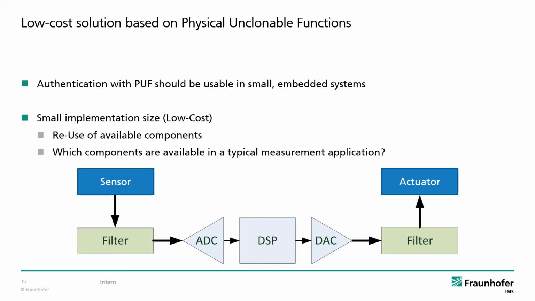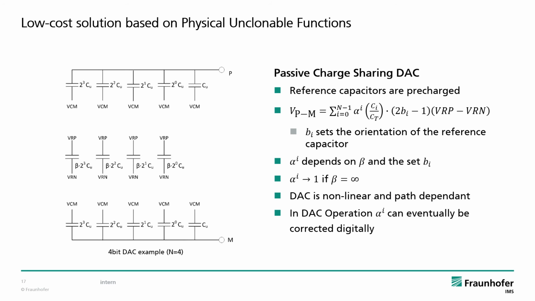These are often constructed as an array and therefore offer many individual components to be used as a random source. We are now taking a passive charge sharing DAC as a component stock for our PUF. It consists of an array of binary weighted capacitors. The functioning principle of the DAC is as follows. The capacitors in the middle, which are called reference capacitors, will be pre-charged to a certain voltage, VRP minus VRN, and then consecutively added into the network.